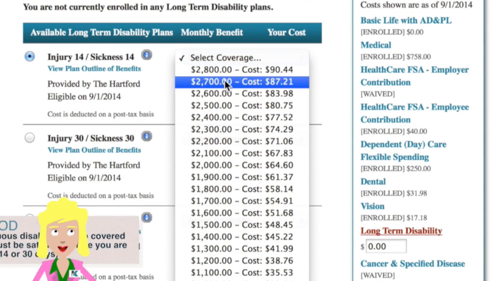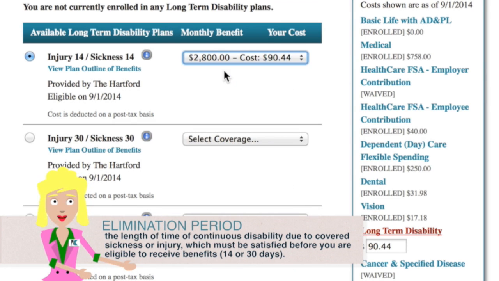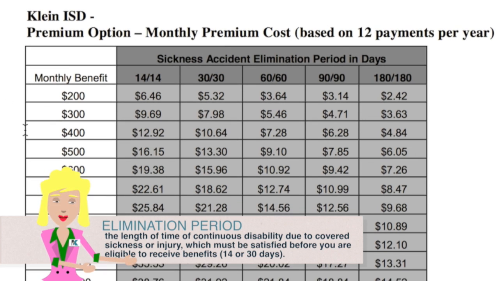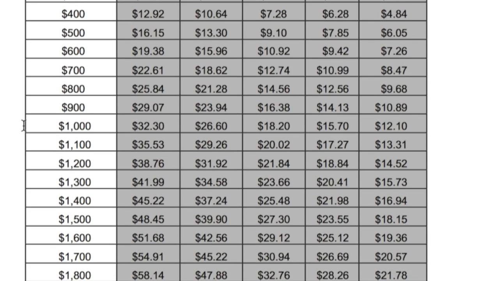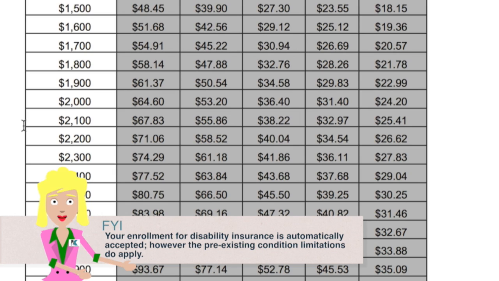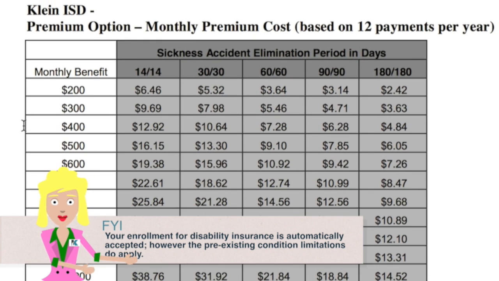The elimination period is defined as the length of time of continuous disability due to a covered sickness or injury, which must be satisfied before you're eligible to receive benefits. If you elect an elimination period of 14 or 30 days, the elimination period is waived upon hospital confinement. Your enrollment for disability insurance is not subject to medical underwriting, however, the pre-existing condition limitation will still apply.